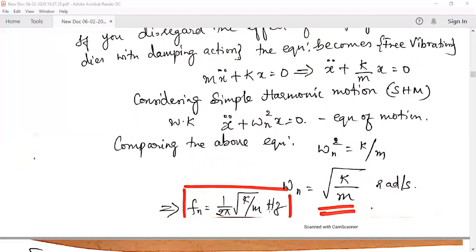In the next session, or the next video, I'll be discussing how to formulate the equation of motion using the Lagrangian and the finite element method, right?